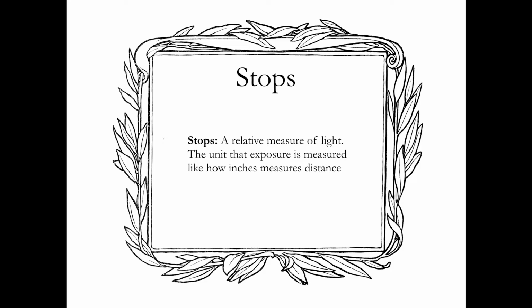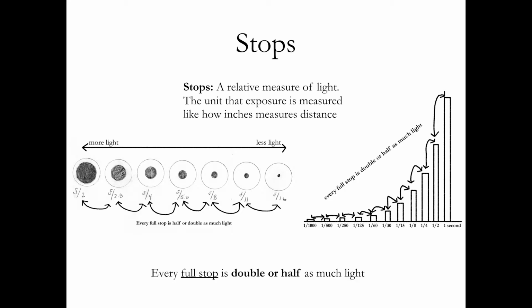Apertures and shutter speeds are measured in stops. A stop is a relative measure of light, so it's the unit that exposure is measured in. Like how inches measures distance, stops measures light. Every time you move your aperture or shutter speed up or down, you're moving 1 stop, 2 stops, etc. 1 full stop is letting double or half as much light into the camera.